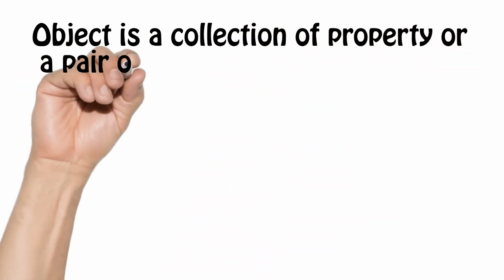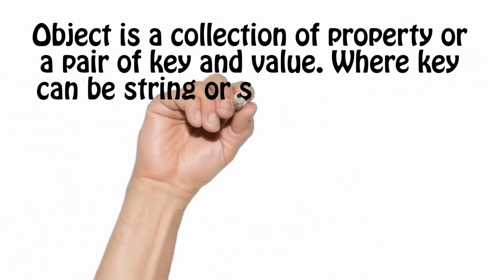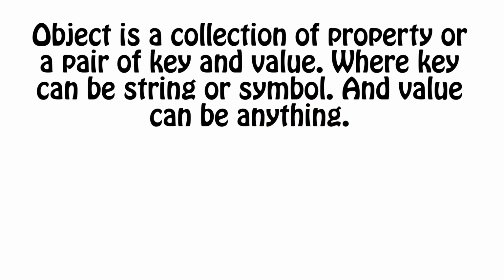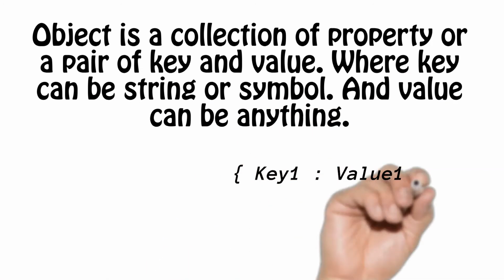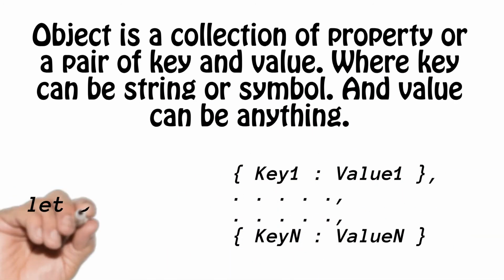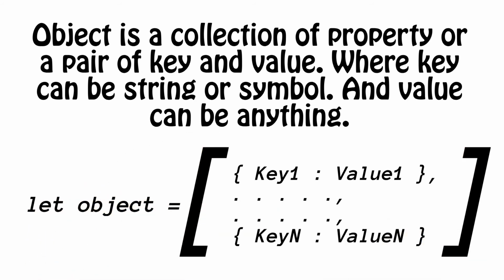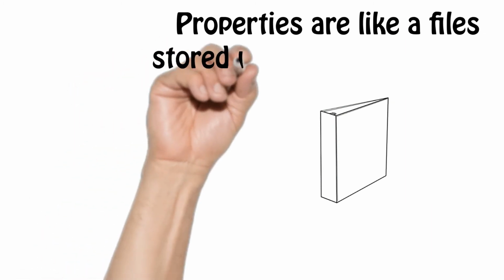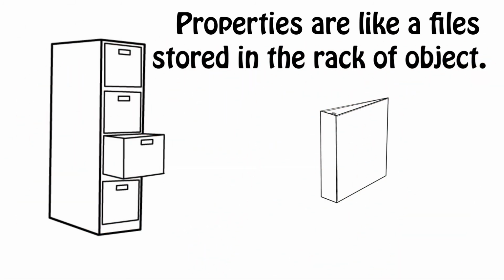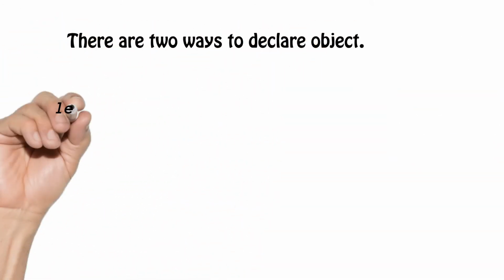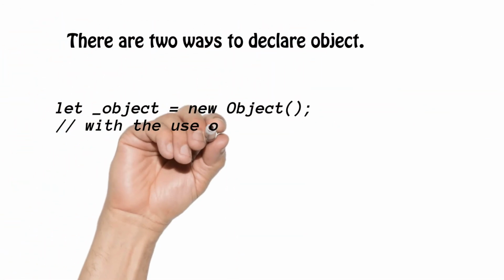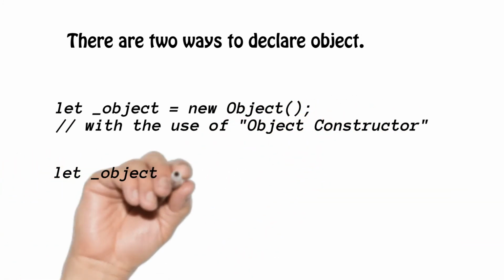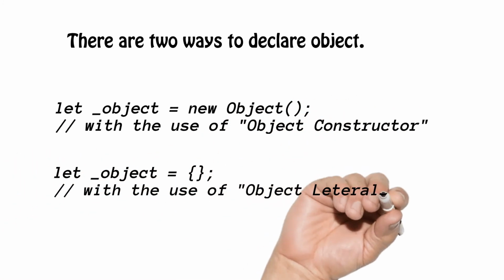Objects. Object is a collection of properties, or pairs of key and value, where the key can be a string or symbol and the value can be anything. Anything means variable, function, or object. We can say properties are files stored in a rack of the object. You can declare an object in two ways, either by object constructor or by object literals.